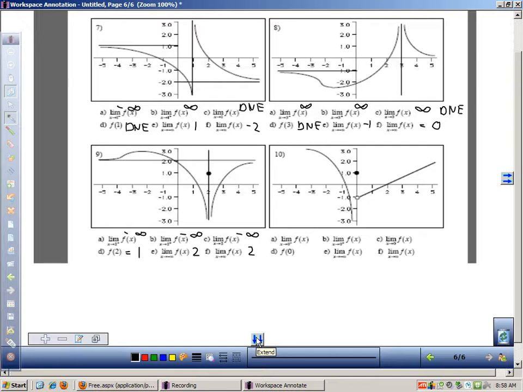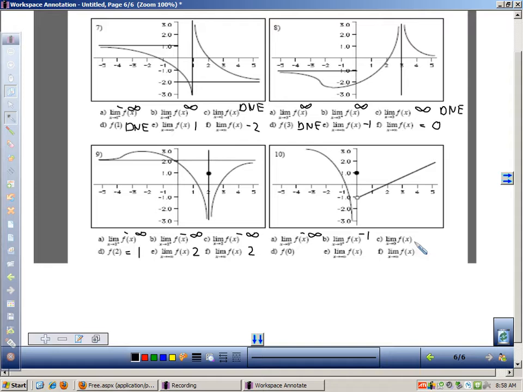All right, we'll look at example 10 and then we'll stop. Your homework looks just like these problems. As x approaches 0 from the negative side, what happens to my function? It keeps getting smaller and smaller and smaller, so that's going to be negative infinity. As x approaches 0 from the positive side, what is my function getting closer and closer to? Negative 1.